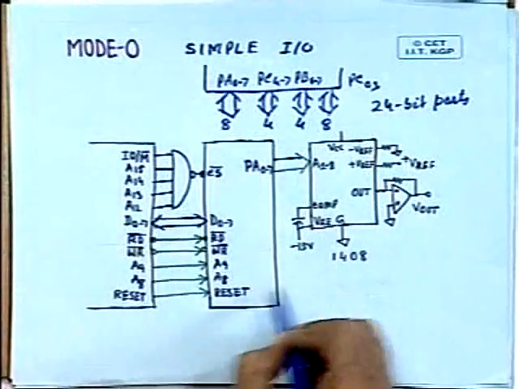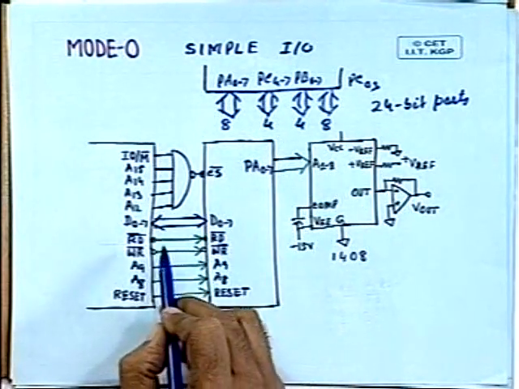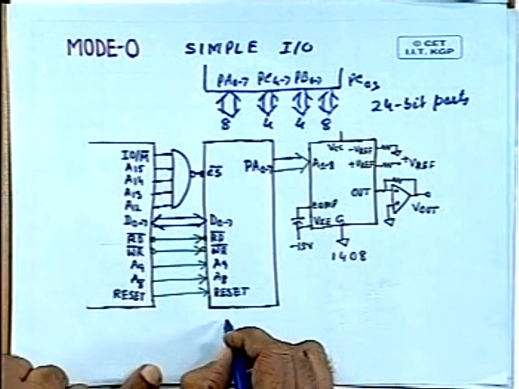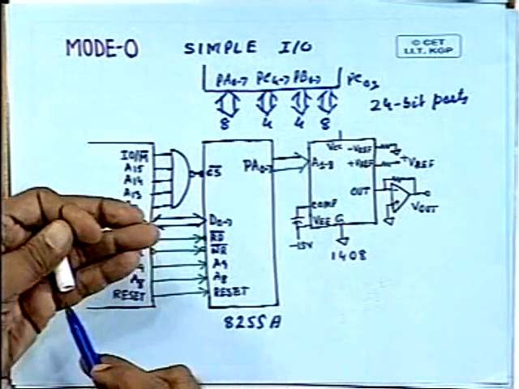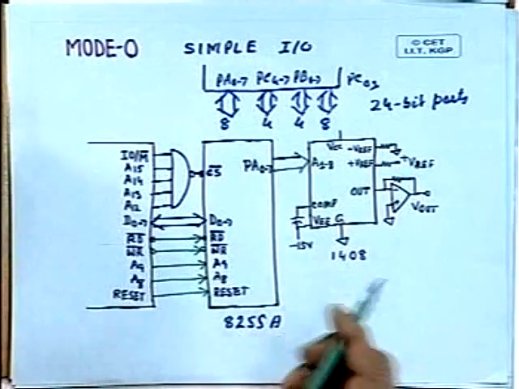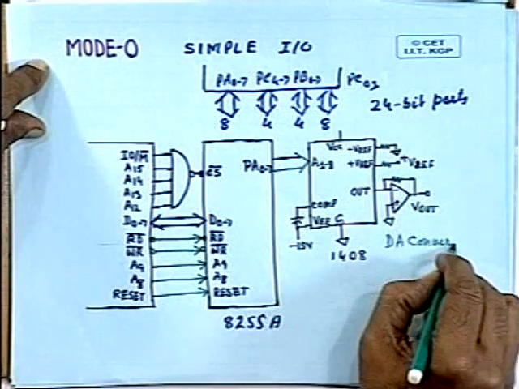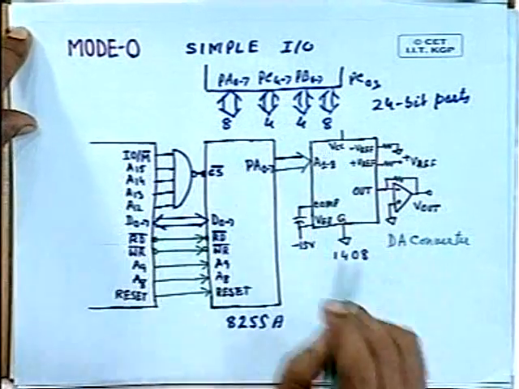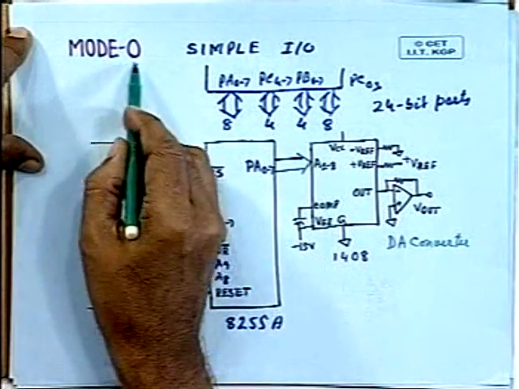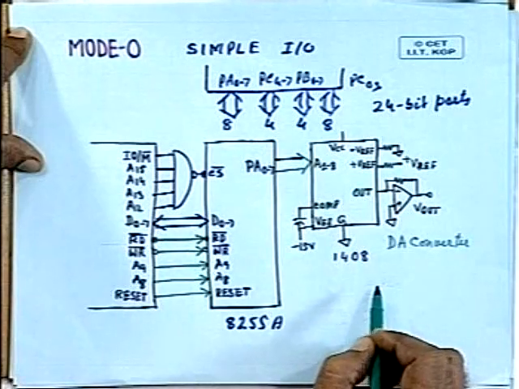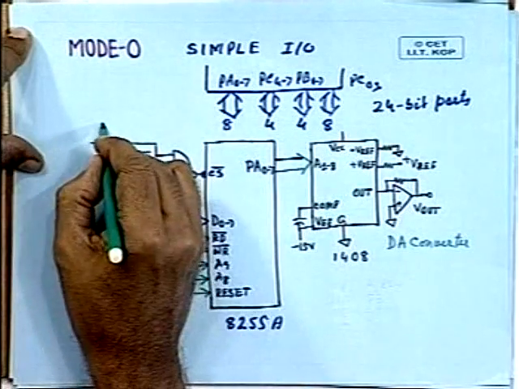And here is an example of the use of 8255 in mode 0. Here you see I have used the 8255 port A, only one port is used here. This is connected to a DA converter, a digital to analog converter. The digital to analog converter has been connected to port A, and the device is being configured in mode 0 in this particular case. And this side, as you can see here, is connected to the microprocessor.